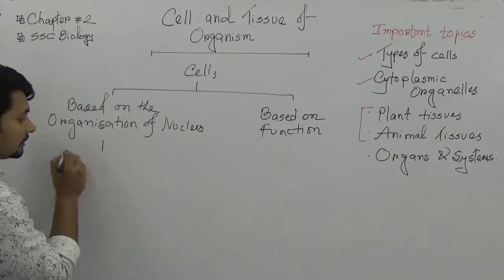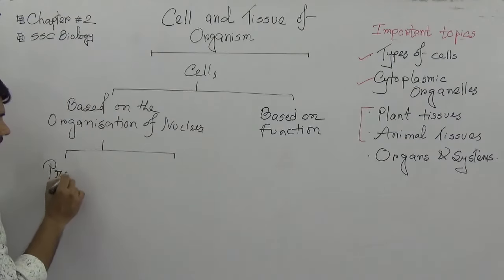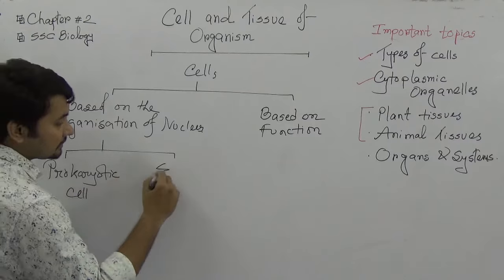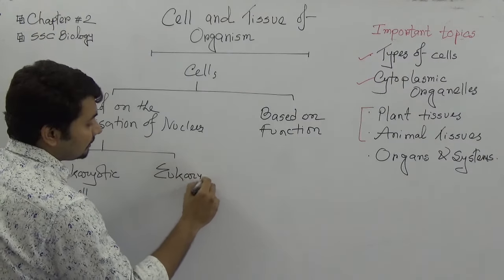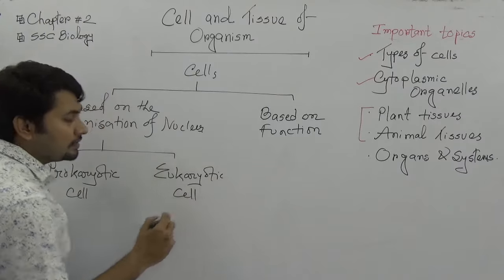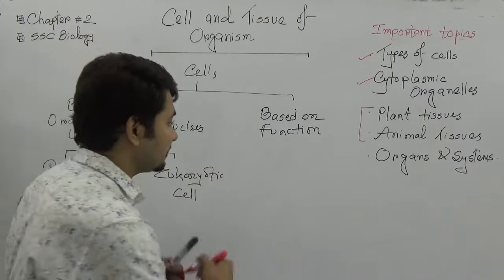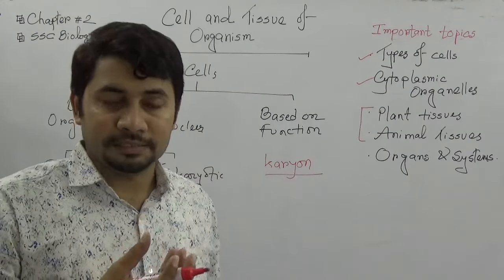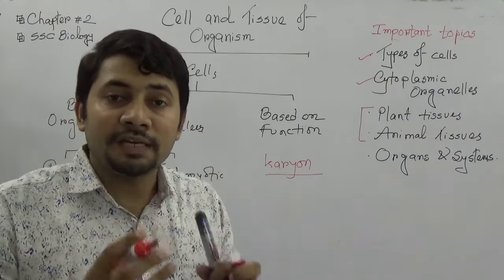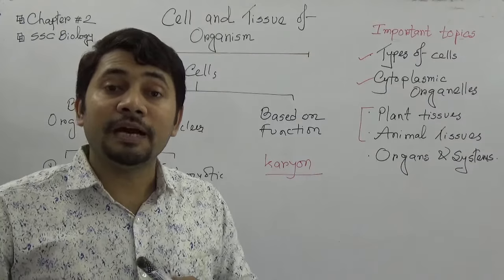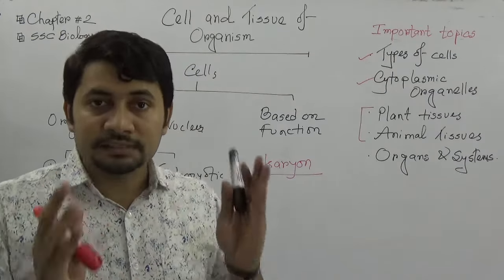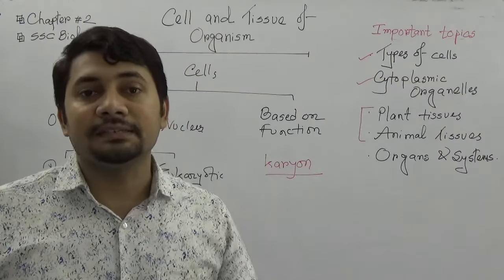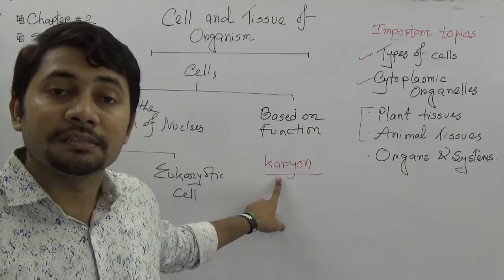Number one, prokaryotic cell, and then eukaryotic cell. And the word karyon means nucleus. As we know, a well-structured nucleus is the main functional center of a living cell. The nucleus controls all the processes going on inside the cell. So karyon means nucleus.